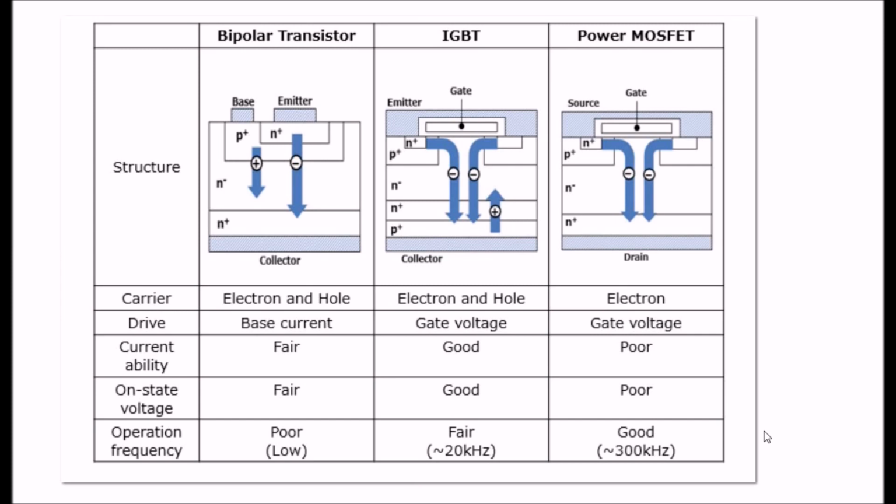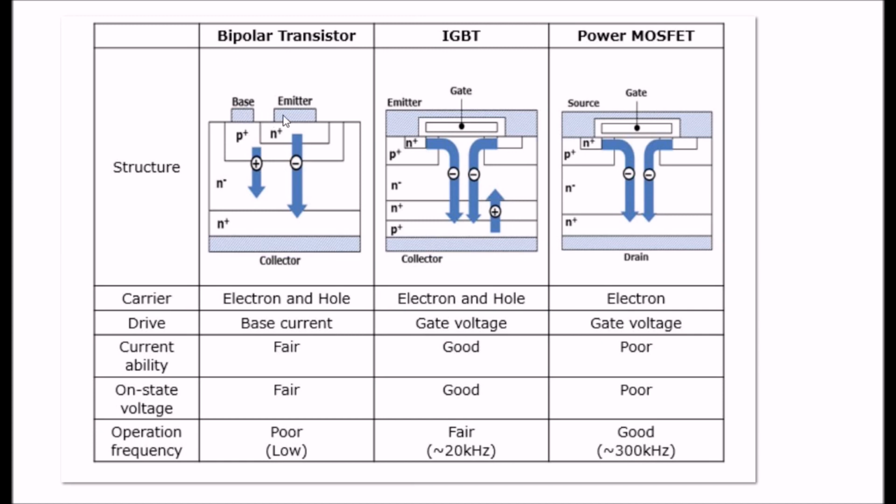This is a drawing that compares bipolar transistors, IGBTs, and power MOSFETs. It comes from an engineering paper, and it's been put in several of them. And let's observe something here. This is an NPN transistor. This is an IGBT, and this is an N-channel MOSFET. Let's note some differences here.